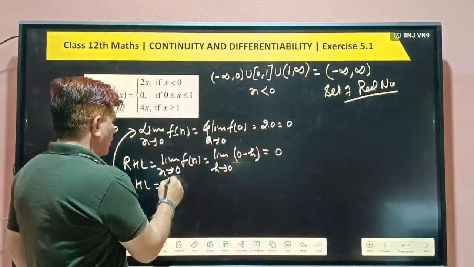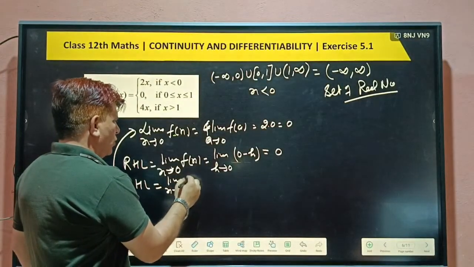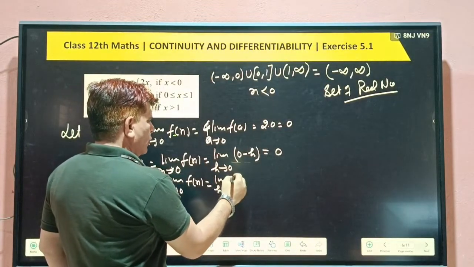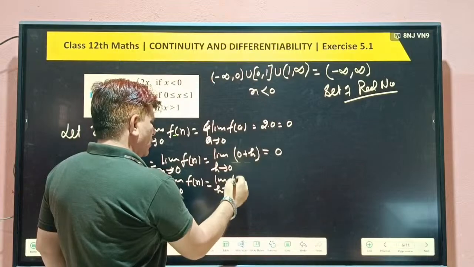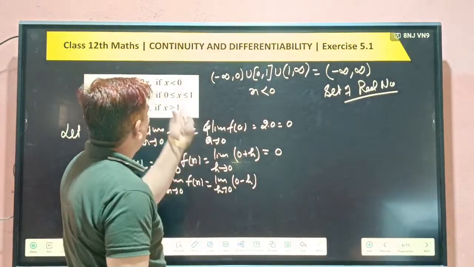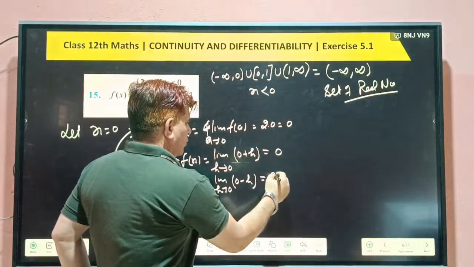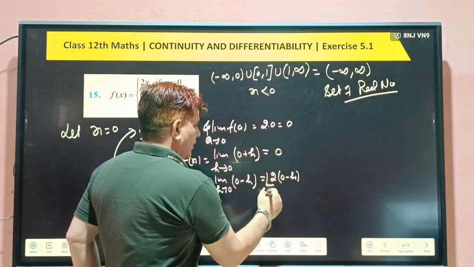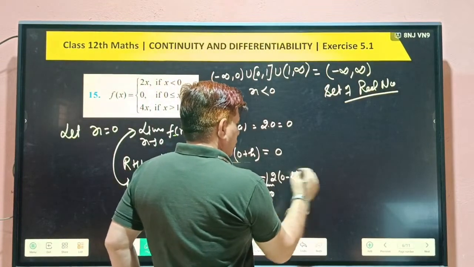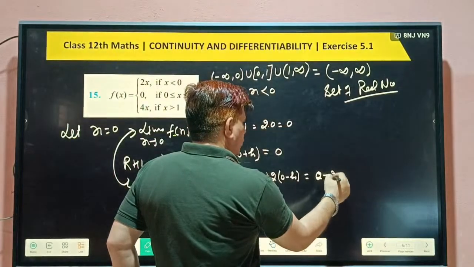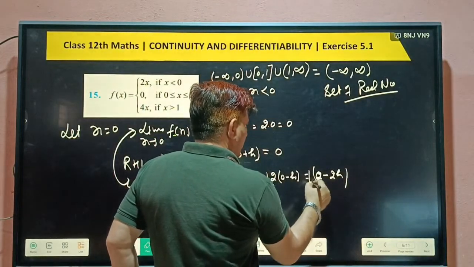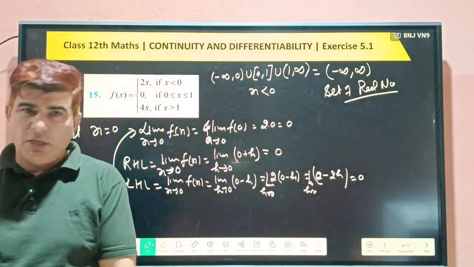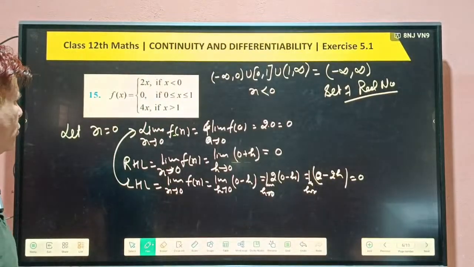LHL is equal to limit x tends to 0 of f of x is equal to limit h tends to 0, with 0 minus h coming here, which is equal to 2 into 0 minus h. Limit h tends to 0, what's coming? 2 times 0 minus 2h, and the limit as h tends to 0, so this also is 0. So the function is continuous at this point. Understood or not?